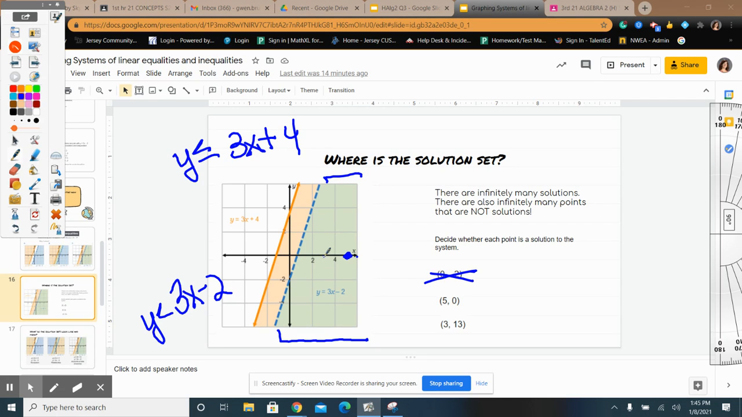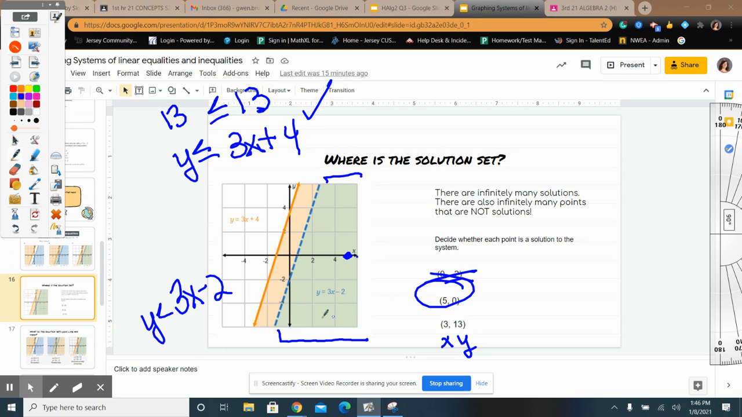Now, (3, 13) is trickier because it's off the charts. Where is it? Well, let's see if it is a solution or not. Just plug in the x and y into both equations because it has to be true for both equations. 3 times 3 is 9. 9 plus 4 is 13. Is 13 less than or equal to 13? Well, yeah. So this is a solution to the orange graph.